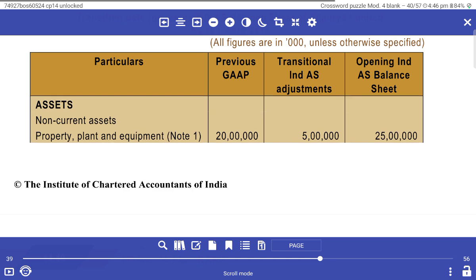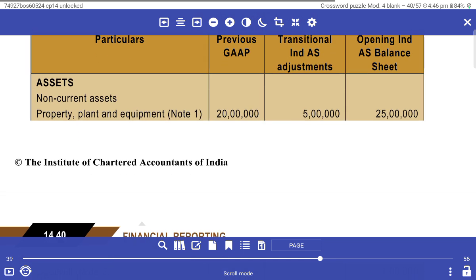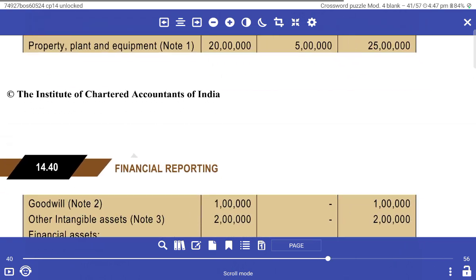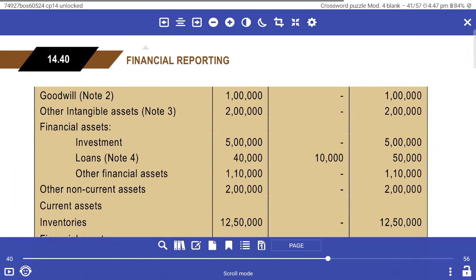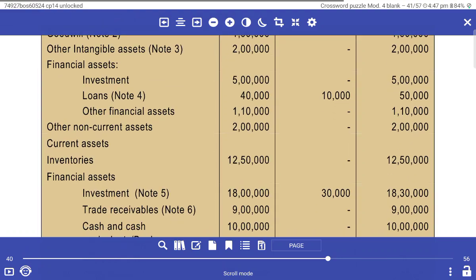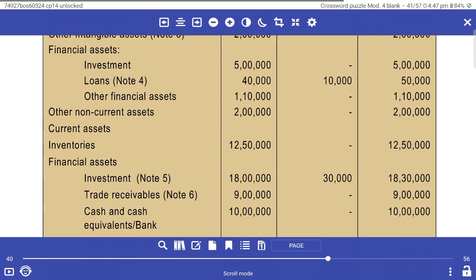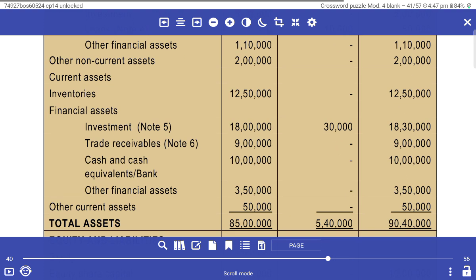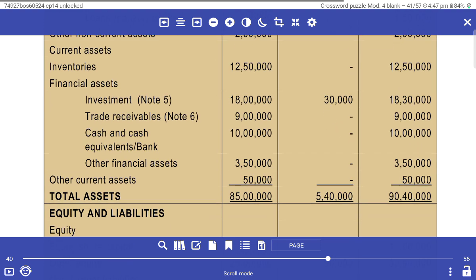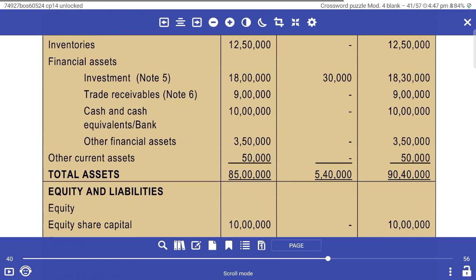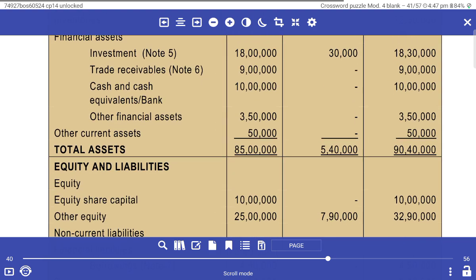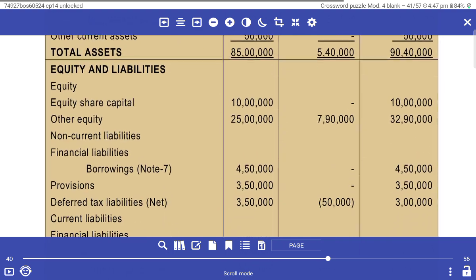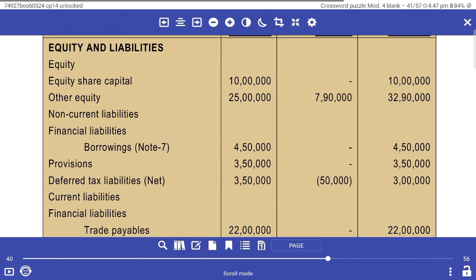Particular: non-current asset, plant and property, IGAAP 20 lakhs, transition adjustment 5 lakhs, Ind AS 25 lakhs. Non-current asset: goodwill 1 lakh, other intangible asset 2 lakhs, financial asset investment 5 lakhs, loans 40,000 with interest 10,000, other current asset 1 lakh 10,000, another current asset 2 lakhs, inventory 12 lakh 50,000, financial asset investment 18 lakhs 30,000, trade receivable 9 lakhs, cash 12 lakhs, other financial asset, and total asset. Equity share capital 10 lakhs, and other equity 25 lakhs, 7 lakh 50,000.